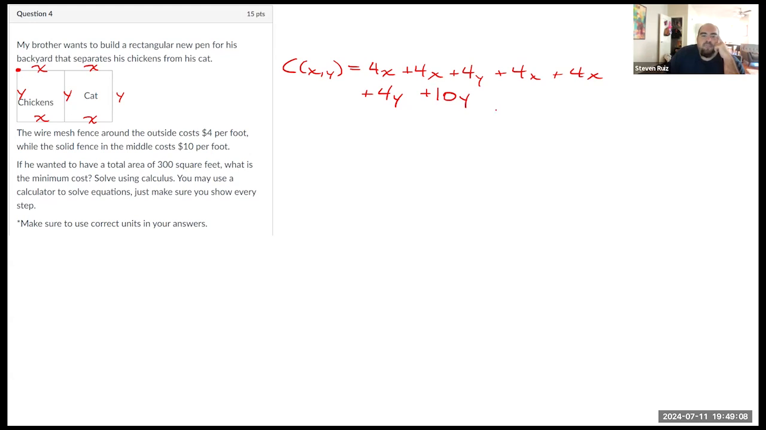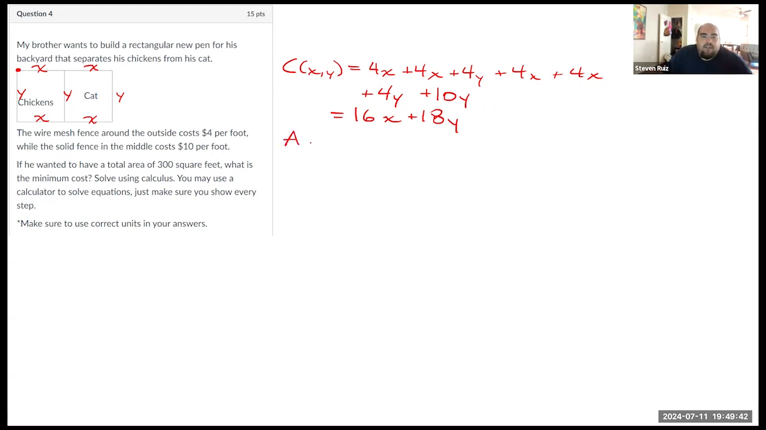So that's also y. Okay, so let's start collecting all these terms. How many x's do I have? 4, 8, 12, 16. So 16x plus 4, 8, 18y. So I think this is my objective function: 16x plus 18y for the cost. So what else am I bound by? If I wanted to minimize the cost of this thing, I would just build it as small as possible, but I want to have a total area of 300 square feet.